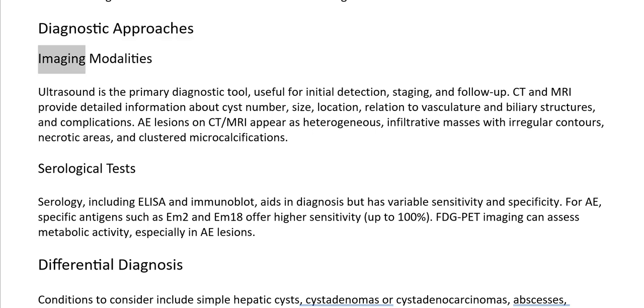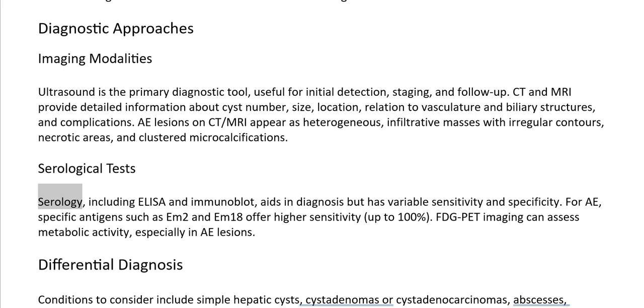Diagnostic approaches. Imaging modalities. Ultrasound is the primary diagnostic tool, useful for initial detection, staging, and follow-up. CT and MRI provide detailed information about cyst number, size, location, relation to vasculature and biliary structures, and complications. AE lesions on CT/MRI appear as heterogeneous, infiltrative masses with irregular contours, necrotic areas, and clustered microcalcifications.